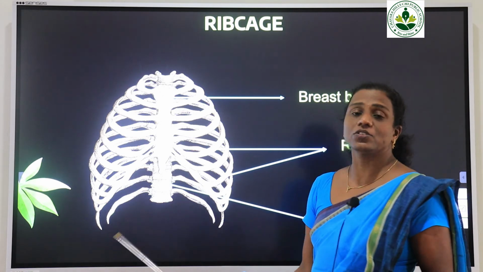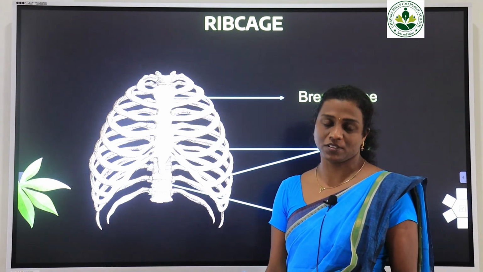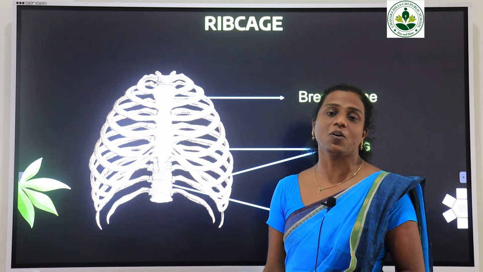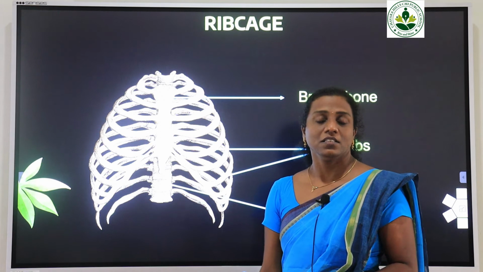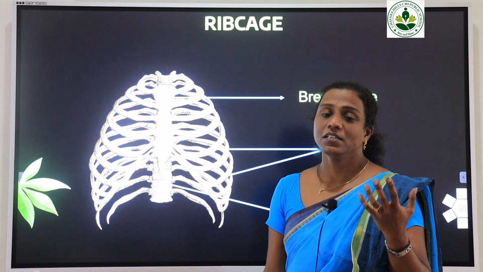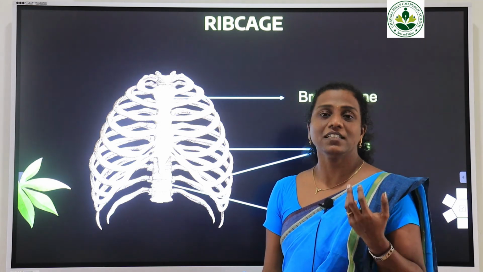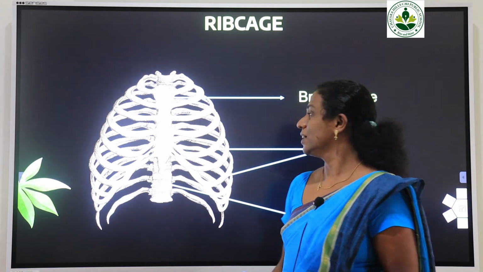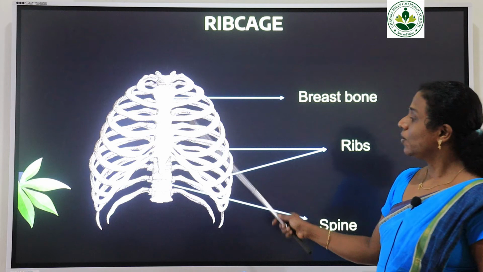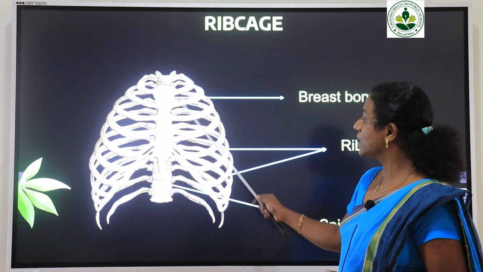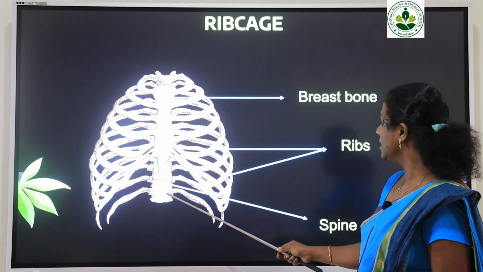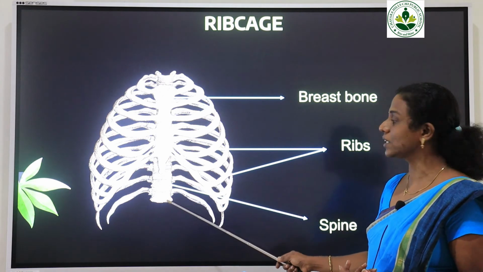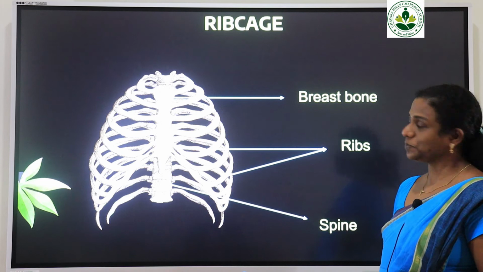The ribcage consists of 12 pairs of bones, and each of these bones is called a rib. We can see that all the 12 pairs of bones are attached to the spine. This is the spine or backbone.